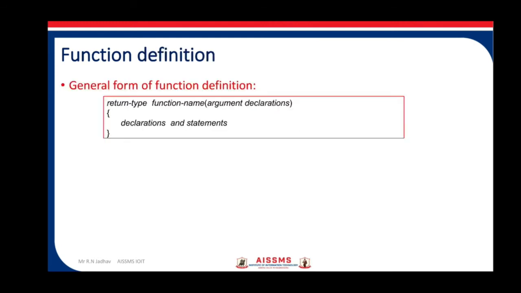Now what is a function definition? The general form of a function definition is as shown. It has a function name, it should have a return type, and it will have a list of arguments. Now this is the example. Addition is my function name, and that void indicates the return type. Return type indicates what type of value my function is going to return, and whatever is written in the brackets are my arguments.